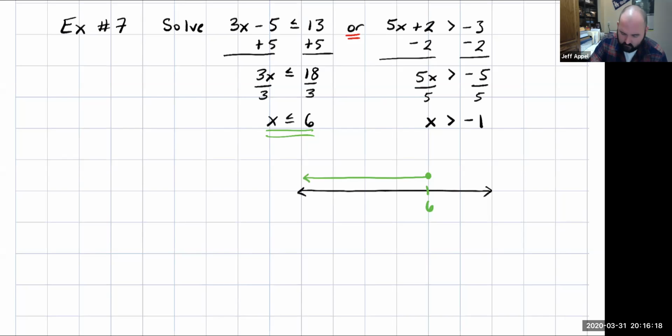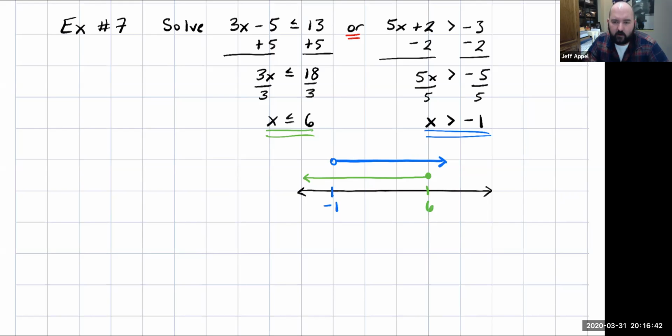All right, let's look at the other graph. We'll graph this one in blue. This says x is greater than negative 1. So negative 1 maybe is, I don't know, we'll put it right here. Now negative 1 is going to get an open circle, like so. And let's go ahead and send the line off to the right, because that's the correct thing to do.